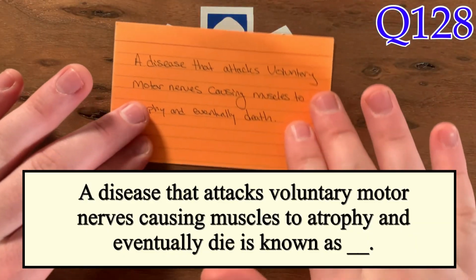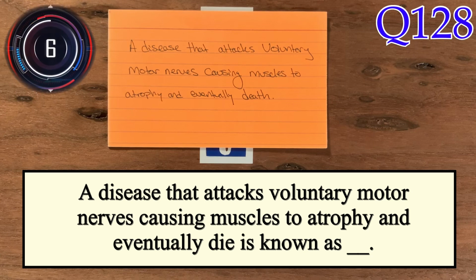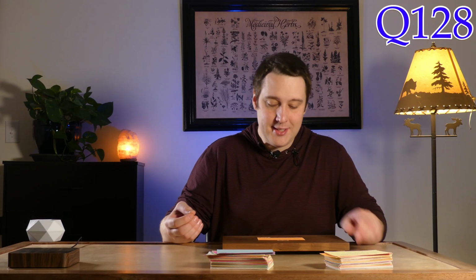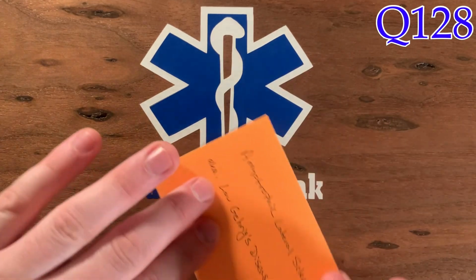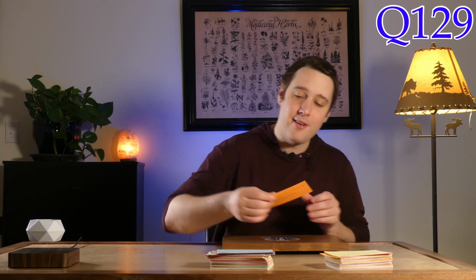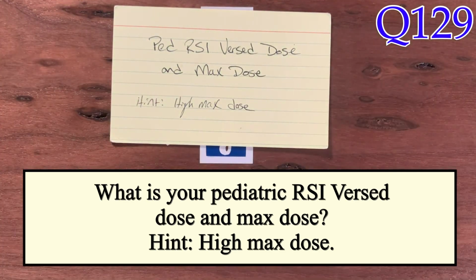A disease that attacks the voluntary motor nerves, causing muscles to atrophy and eventually die, is known as blank. So the long name for this disease is amyotrophic lateral sclerosis, i.e. ALS, but it's more commonly known as Lou Gehrig's disease. Question 129. What is your pediatric rapid sequence intubation Versed dose and maximum dose?